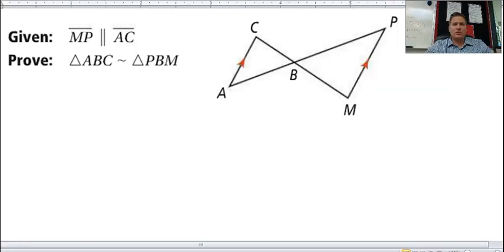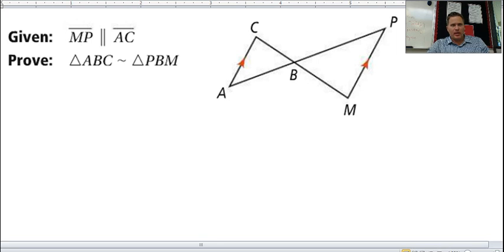All right, here we go. So our third problem right here is we're going to do a proof. Remember these. We are trying to prove that triangle ABC is similar to triangle PBM, and we are given that these two lines are parallel.